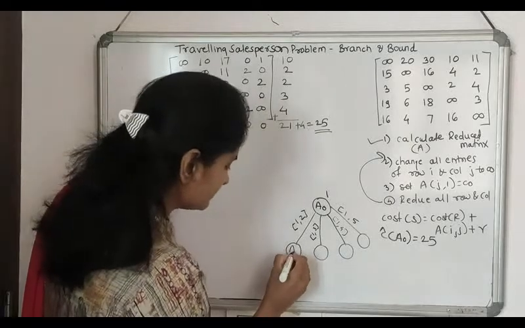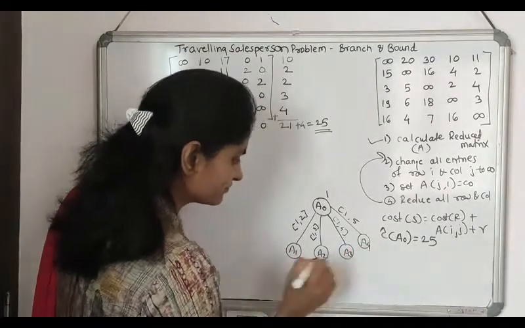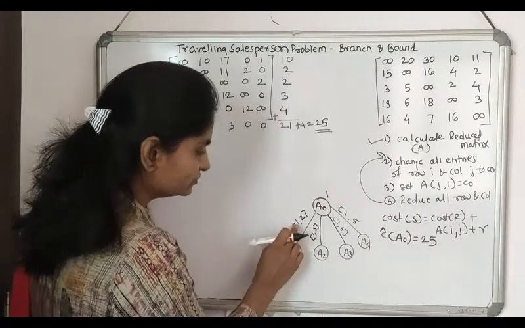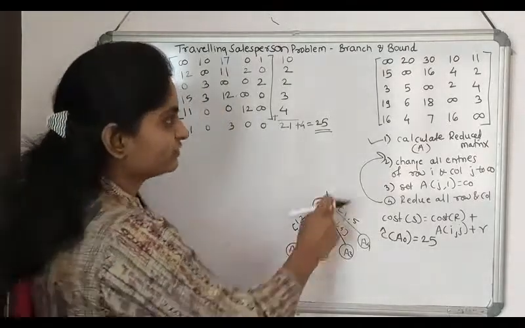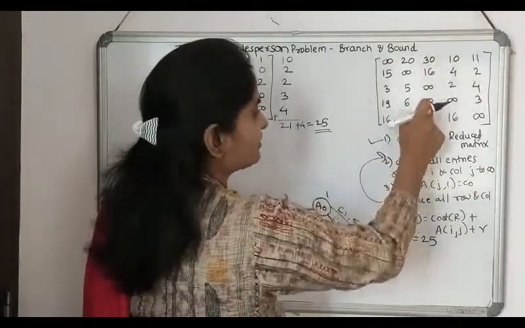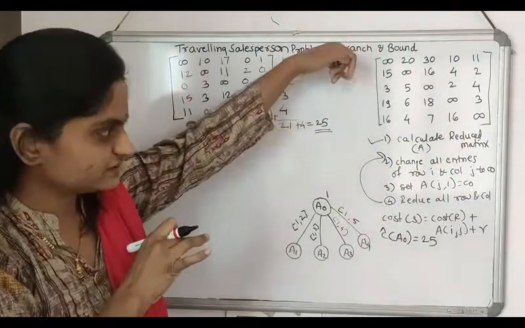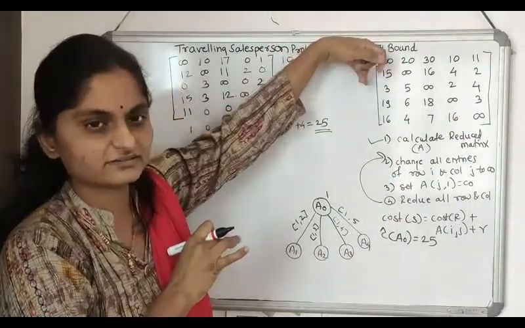Say as A1, A2, A3, A4. Okay, this is the path for 1 to 2. This is for 1 to 3, 1 to 4, 1 to 5. Why 5? Here are the 5 rows and 5 columns. That is, 5 nodes are available. This is the adjacency matrix which contains the 5 nodes or 5 vertices.